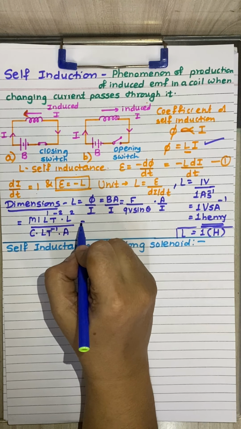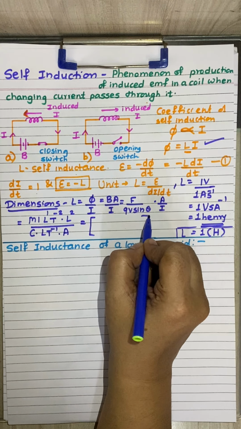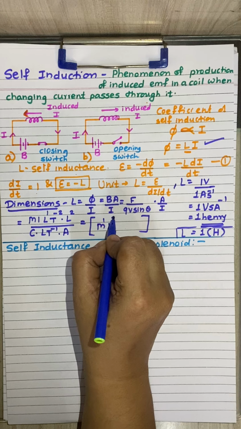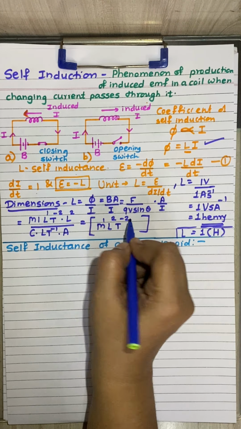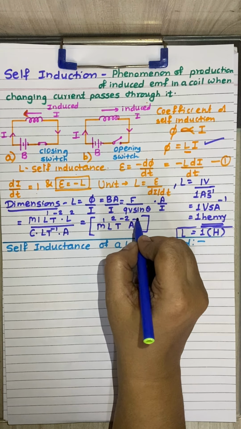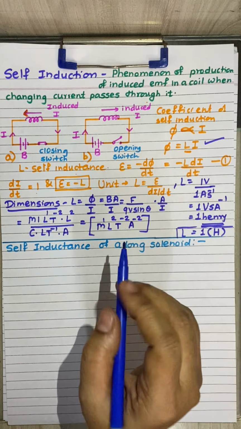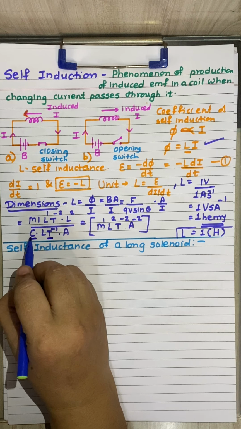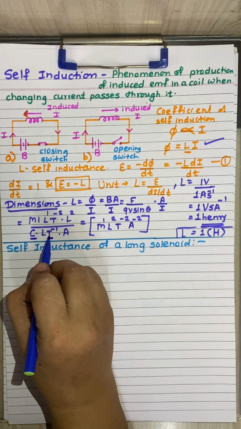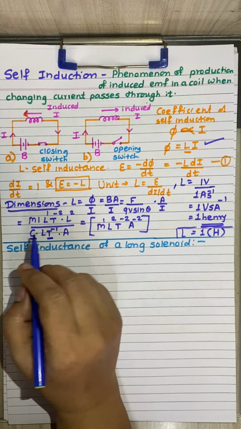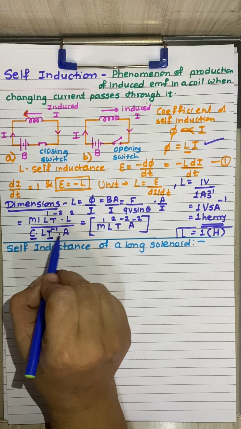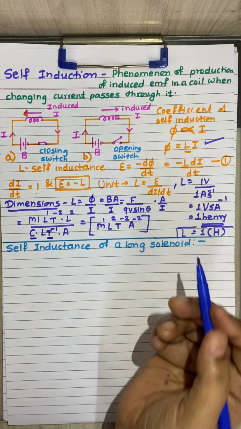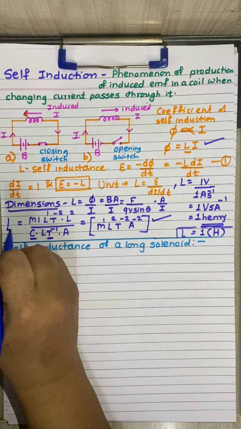So the dimension of self inductance is nothing but M^1 L^2 T^-2 A^-2. Because we have considered C and T^-1, since charge flowing per unit second is also called an ampere current, it is also considered as A. So A into A squared, and going in the numerator it is A raised to minus 2. So these are the dimensions of L.